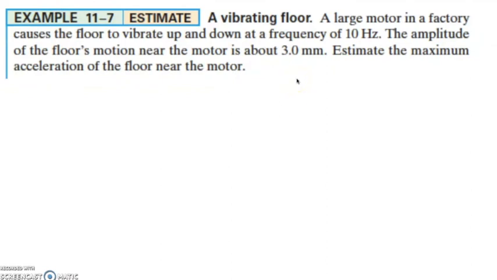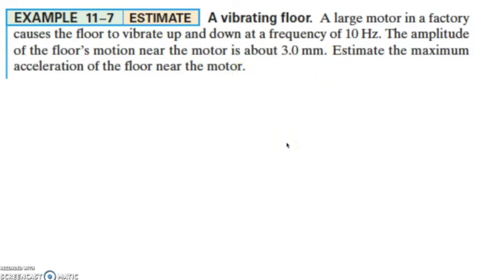Vibrating floor. A large motor in a factory causes the floor to vibrate up and down at a frequency of 10 hertz. The amplitude of the floor's motion near the motor is about 3 millimeters. We want to estimate the acceleration of the floor near the motor.